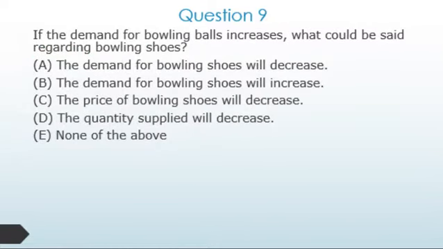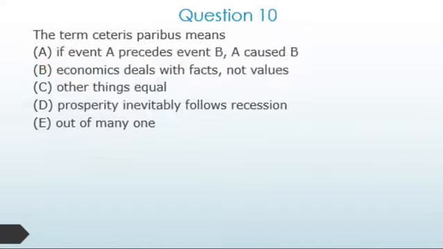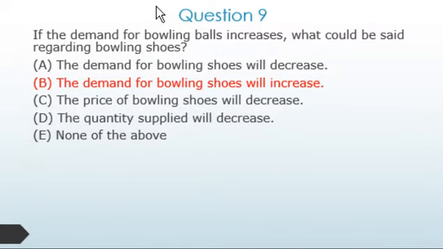Question 9 is, if the demand for bowling balls increases, what could be said regarding bowling shoes? So since these are complements, the demand for bowling shoes will also increase. If a good shows an increase in demand, then all of its complements will show an increase in demand as well. This is because if the demand for bowling balls increases, more people are bowling, therefore more people will also be needing bowling shoes.